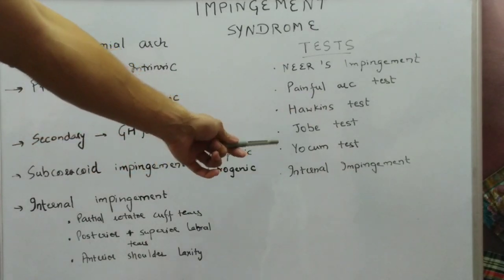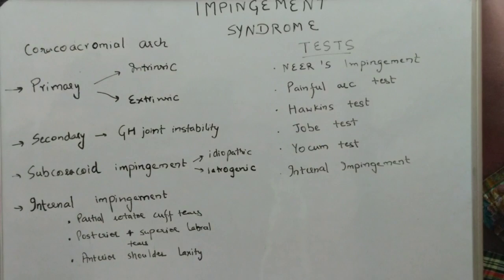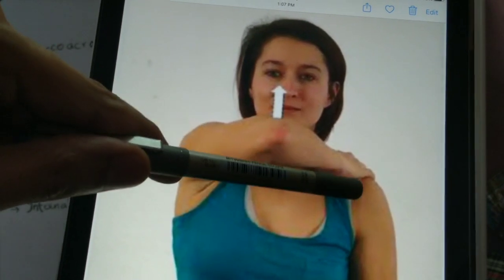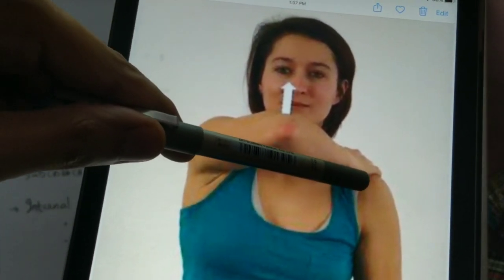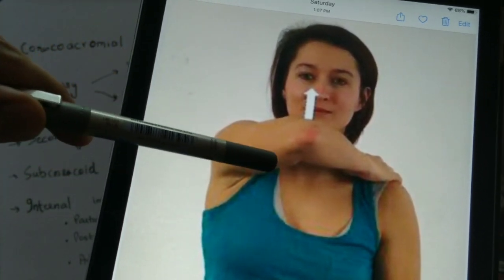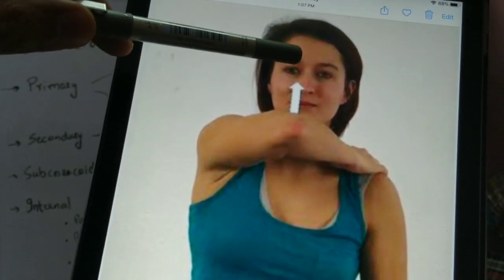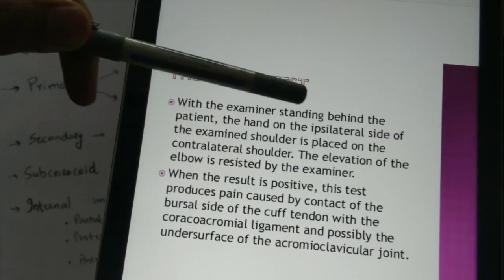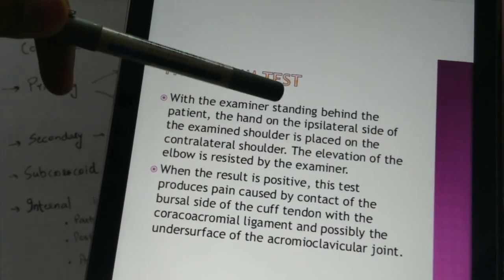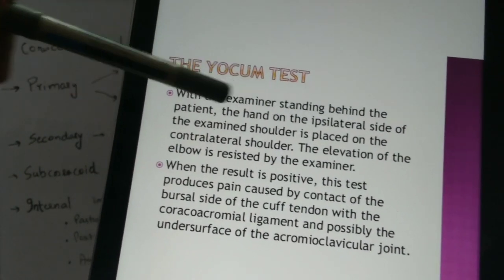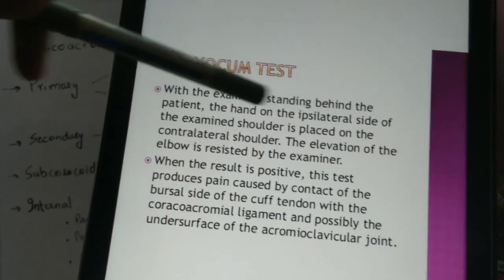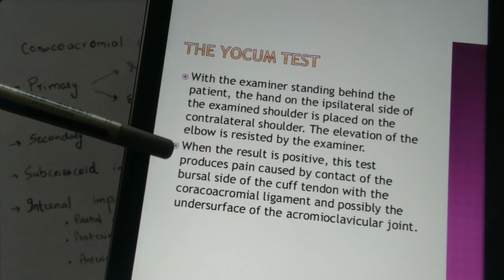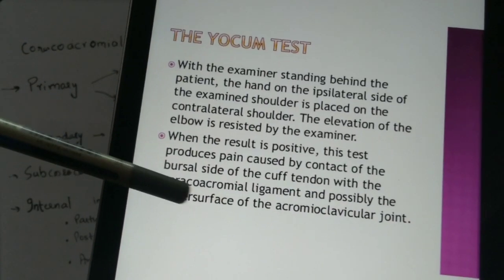The last test to test the subacromial impingement is the Yocum test. In the Yocum test, we tell the patient to touch the contralateral shoulder, and then we tell the patient to lift the elbow upwards. The examiner stands behind the patient, and the elevation of the elbow is then resisted by the examiner. When the result is positive, this test produces pain by the contact of the bursal side of the cuff tendon with the coracoacromial ligament.